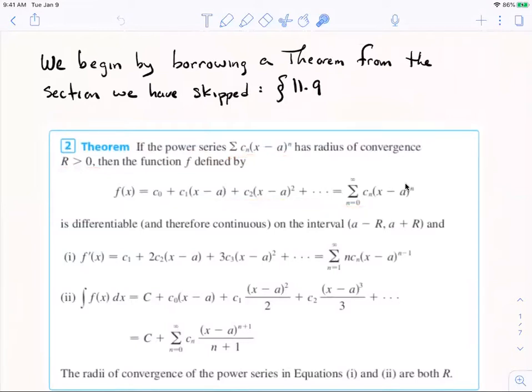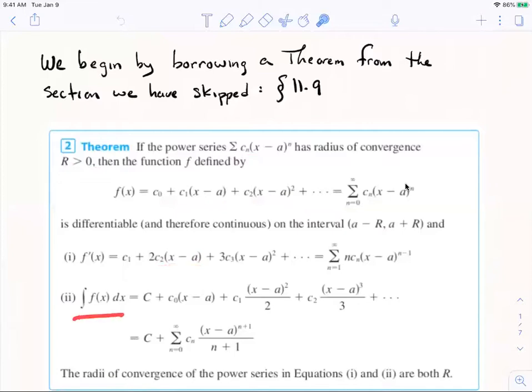The theorem says that that power series function on its interval of convergence is differentiable. Well, maybe not on the interval of convergence, but at least on the open interval, a minus R to a plus R. And you can term by term differentiate it. The derivative is found just by pretending it's a polynomial. A power series is a polynomial that never stops. So if you can differentiate a polynomial, you can differentiate a power series. You just take, well, the derivative of c0 is 0. The derivative of c1 times (x minus a) is c1. The derivative of c2 times (x minus a) squared is 2c2, and so on. It's just the power rule.